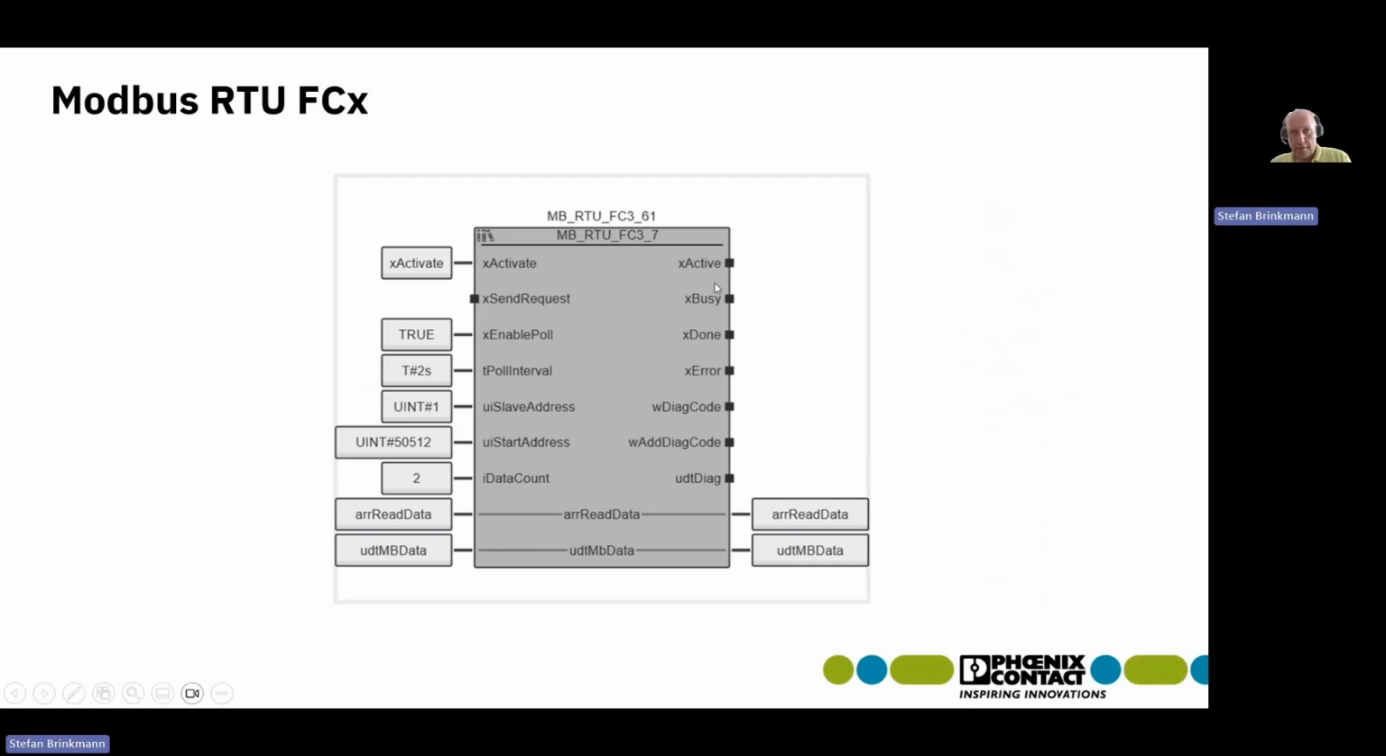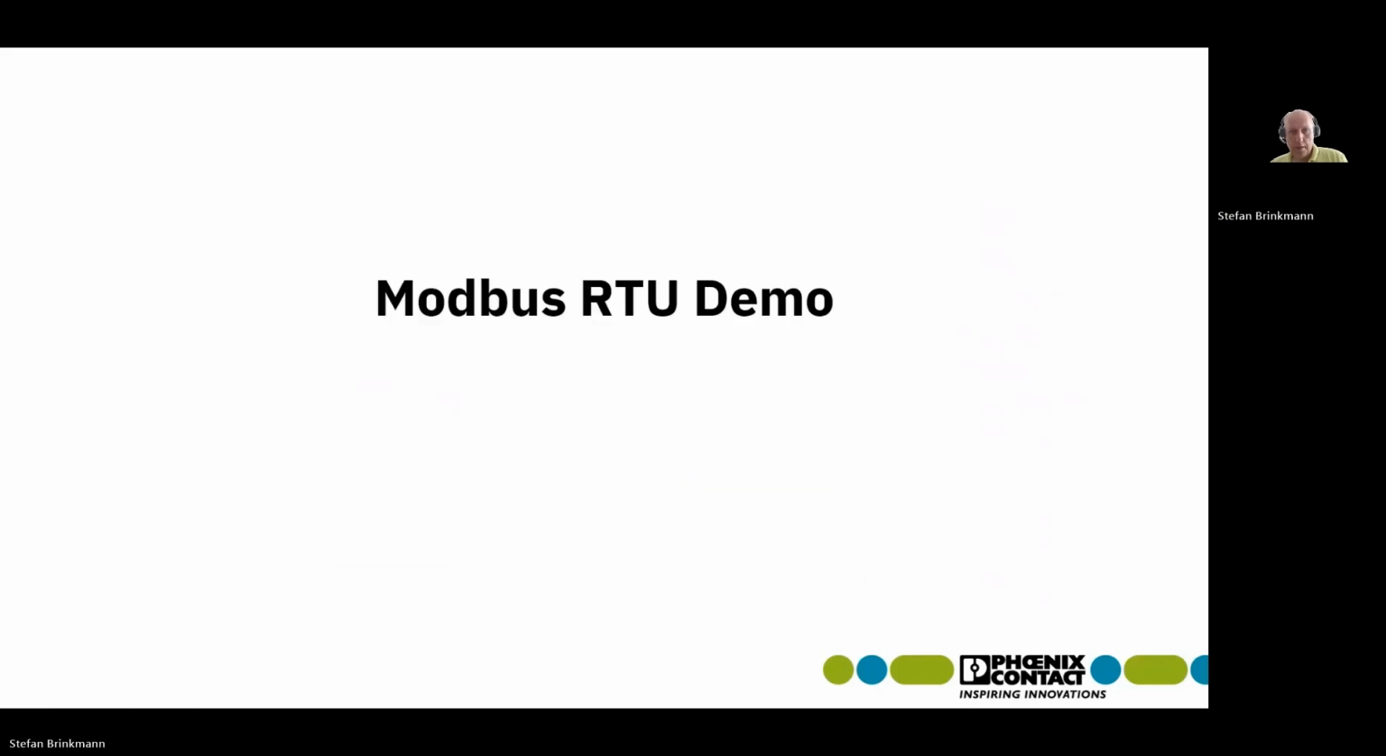You can see here if we have active and busy, if the communication is going on. When the data has been read, there's a rising edge on the done output here, and we have diagnostic information available here on these 4 outputs. So let's have a look.